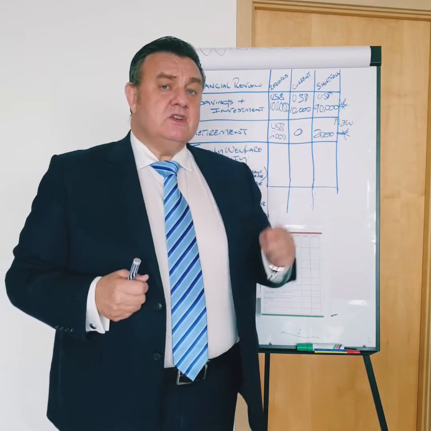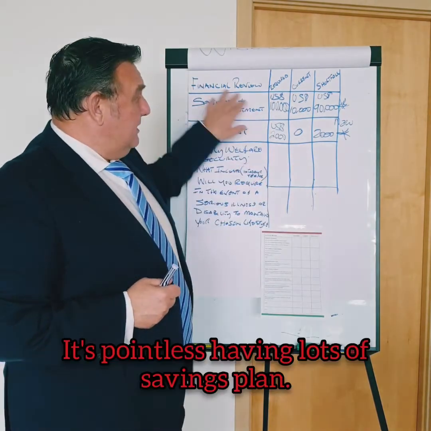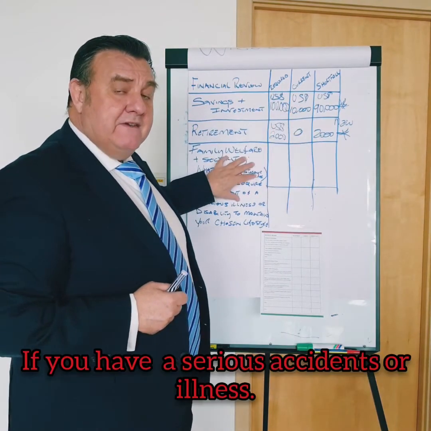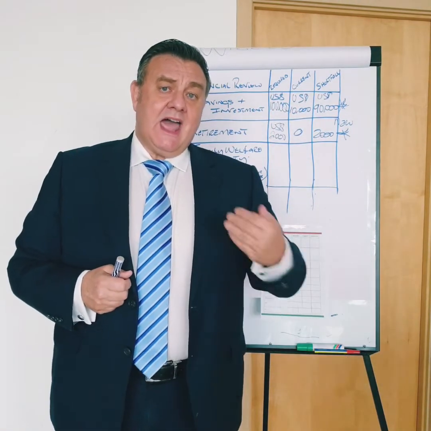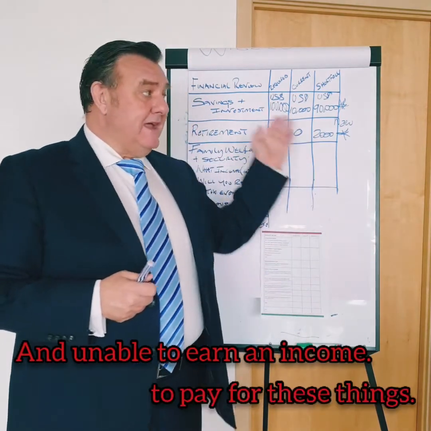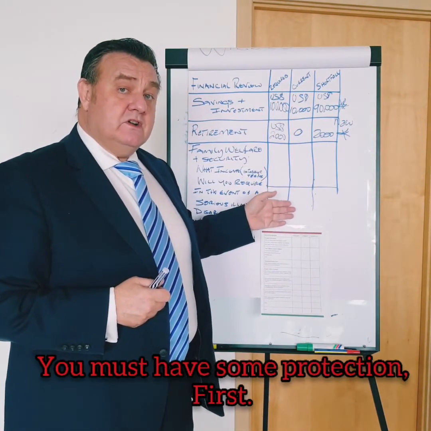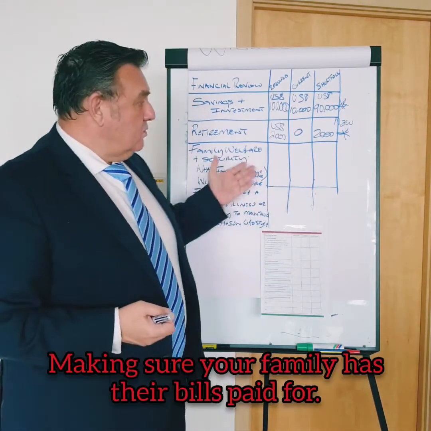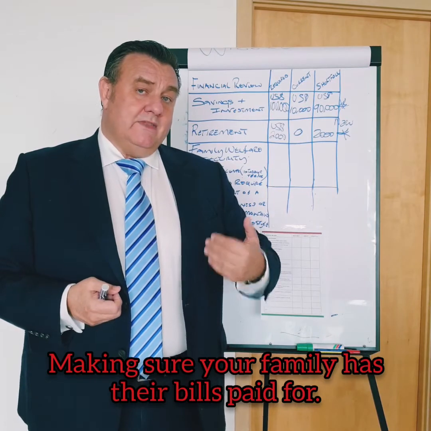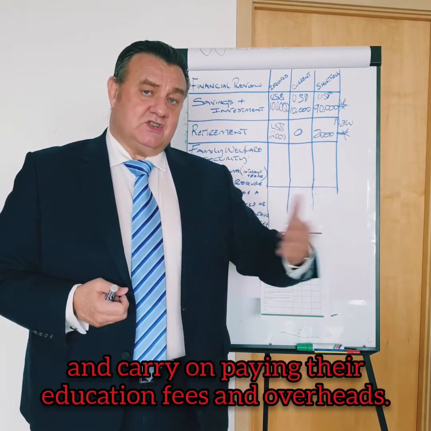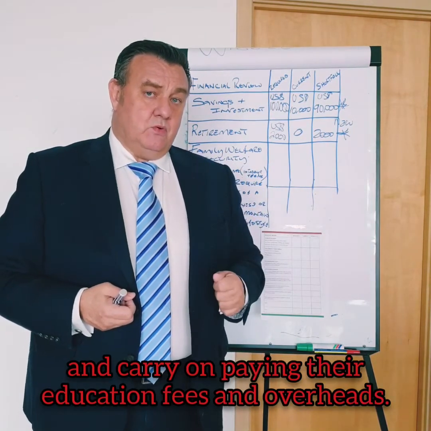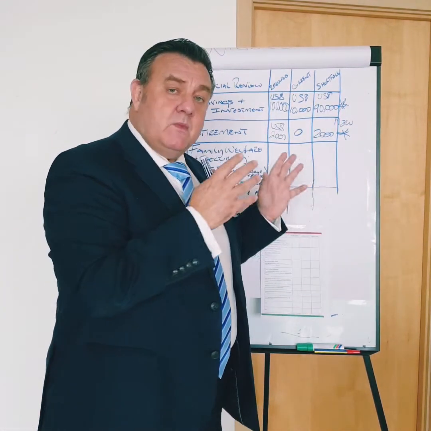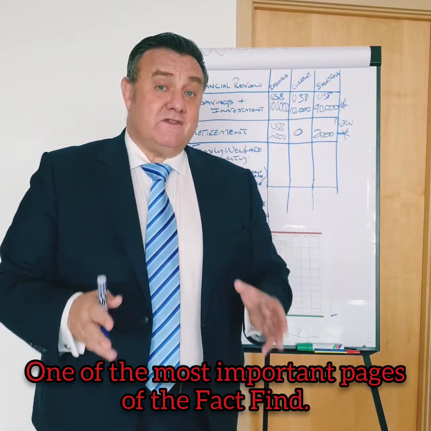And as I said in my short, medium, long concept, it's pointless having lots of savings plans up here for all these lovely things if you have a serious accident or illness and are unable to earn an income to pay into these things. So you must have protection first. And likewise, if you should die, if something should happen to you, making sure your family has their bills paid for and then income to carry on paying their education fees and overheads. Very, very important. Hopefully that's helped today, just as a refresher. As I said, it's probably one of the most important pages of the fact find.